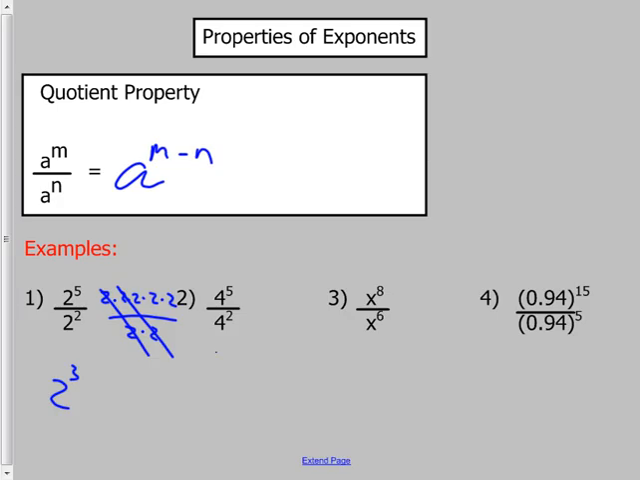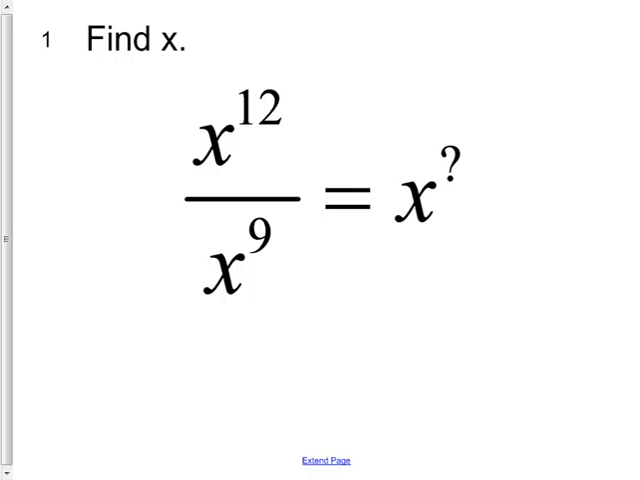A to the m over a to the n, it would be a to the, what? M minus n. All right, that's the more algebraic way to do it. All right, this one would be 4 to the, what? 3rd. So that's pretty easy. All right, go to the next slide. What is this one? X to the what? 12 minus 9 is? All right, x to the 3rd.